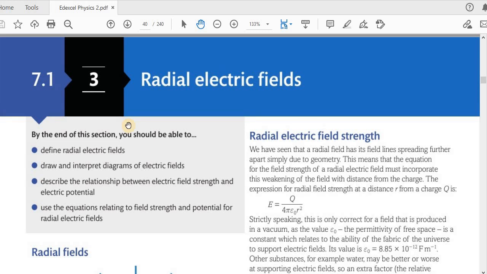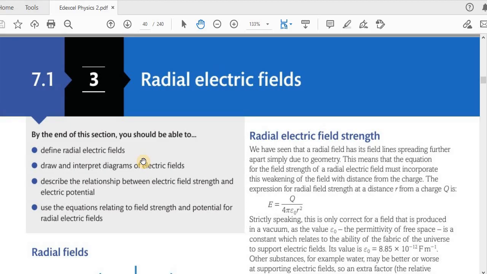Chapter 7.1 Part 3 is about radial electric fields. By the end of this section, you should be able to define radial electric fields. Previously in Chapter 7.1 Part 1, we saw uniform electric fields. Now we have radial electric fields, but I think in Chapter 7.1 Part 1, I showed you what the radial field looks like as well. So we will go into more detail now.